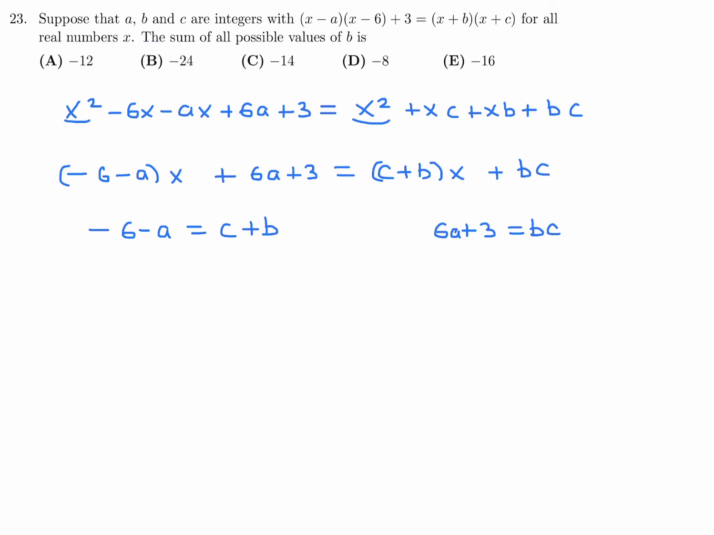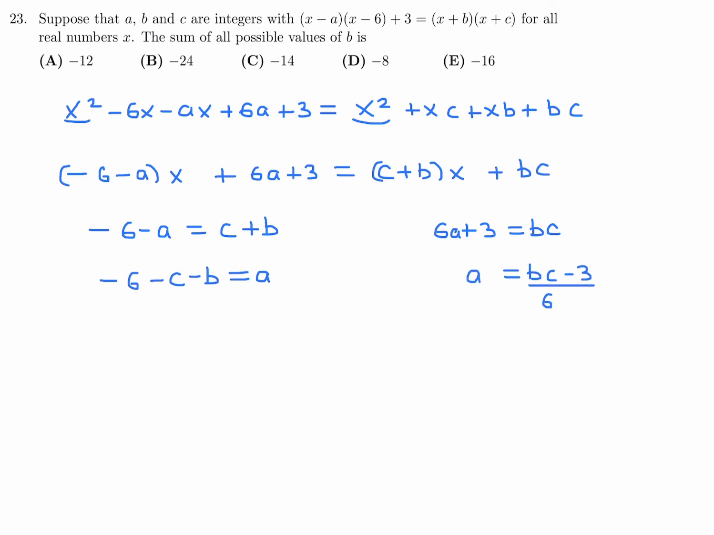All right, so where do we go from here? Well, I think for both equations, I could probably isolate for b, and that may help me. Or I could isolate for a. I've got to make a decision here. You know what? I'll isolate for a. I think that might help me a little bit better. It probably ends up being the exact same, but let's see. So I get a is equal to minus 6 minus c minus b. And on this side, it would be bc minus 3 over 6 is equal to a.